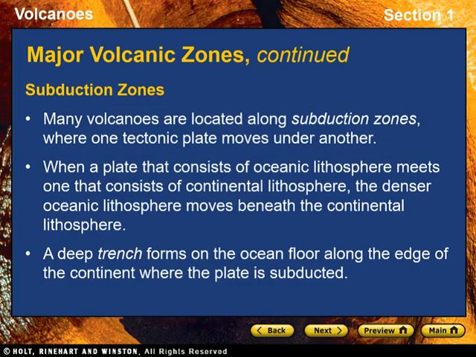Subduction zones. Many volcanoes are located along subduction zones, where one tectonic plate moves under another. When a plate that consists of oceanic lithosphere meets one that consists of continental lithosphere, the denser oceanic lithosphere moves beneath the continental lithosphere. A deep trench forms on the ocean floor along the edge of the continent where the plate is subducted. The plate that consists of continental lithosphere buckles and folds to form a line of mountains along the edge of the continent.